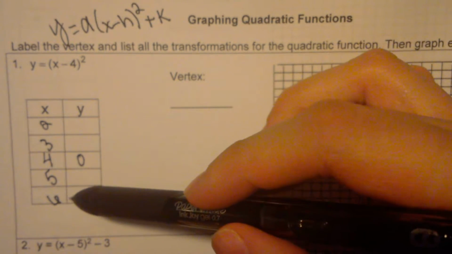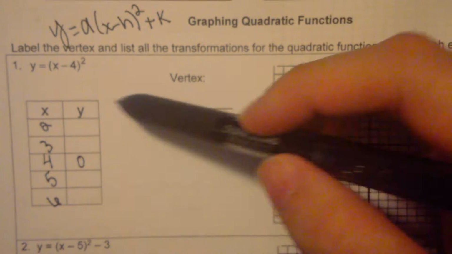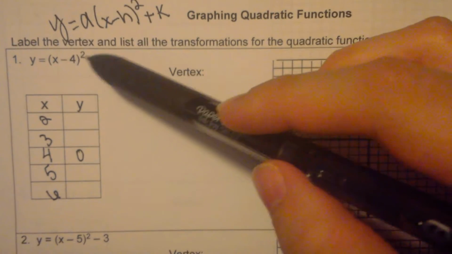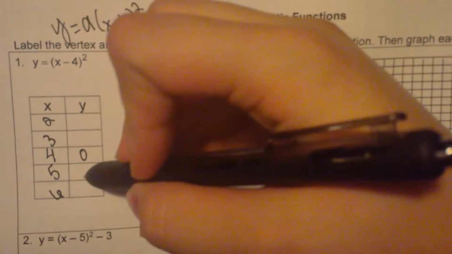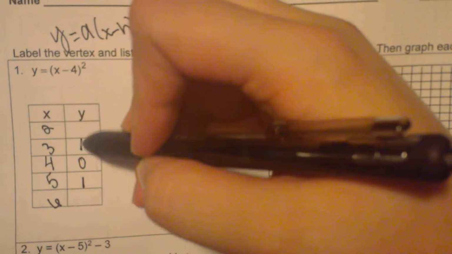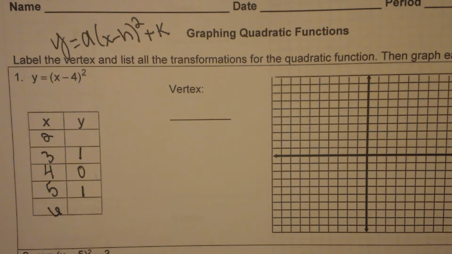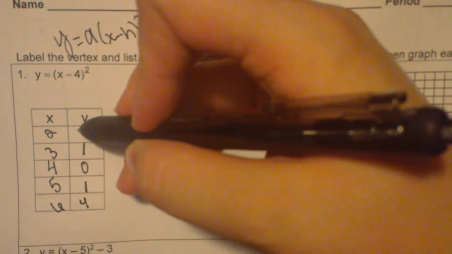Same goes for whatever I get for x being 6, that y value is going to be the same as if x were 2. So 5 minus 4 is 1. 1 squared is 1. So 3 would also be 1. 6 minus 4 is 2. 2 squared is 4. So for 2, it's also 4.